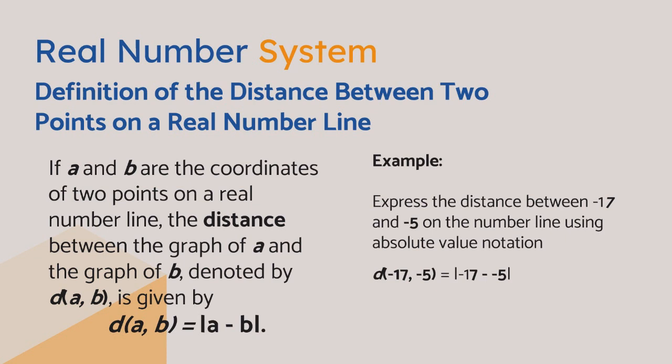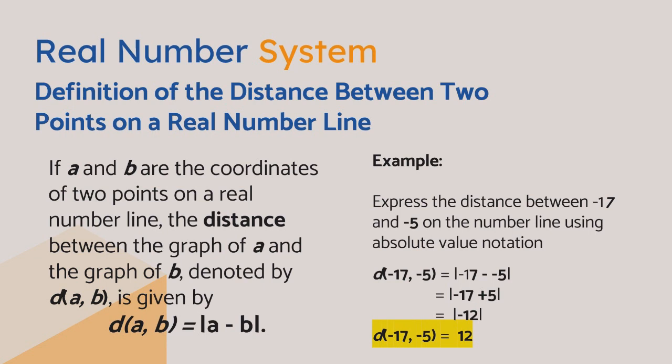So the distance between negative 17 and negative 5, or negative 5 and negative 17, is equal to the absolute value of negative 17 minus negative 5. Or you can do the other way around: negative 5 minus negative 17. We can rewrite this as the absolute value of negative 17 plus 5, because minus negative 5 becomes plus 5. Solving further, negative 17 plus 5 is equal to negative 12. So the distance between negative 17 and negative 5 equals 12.